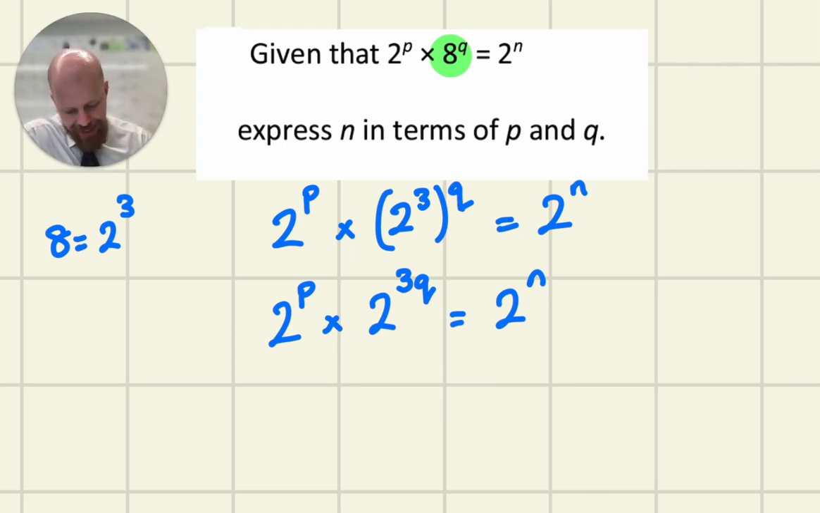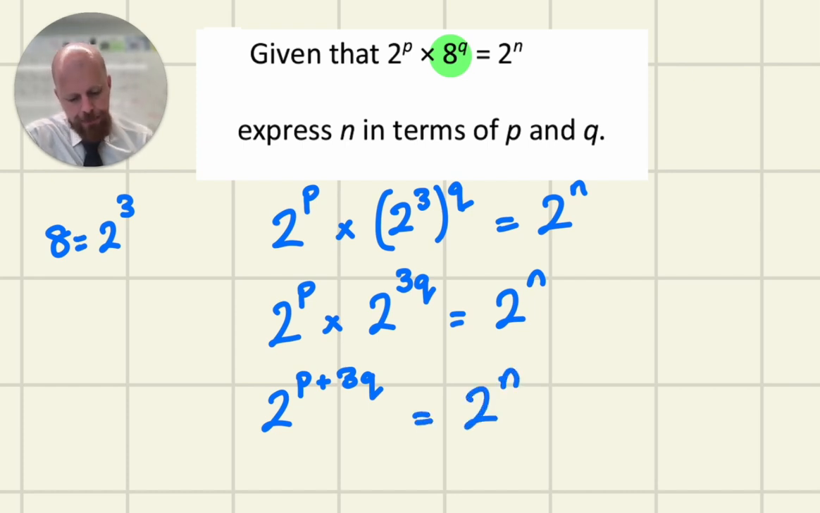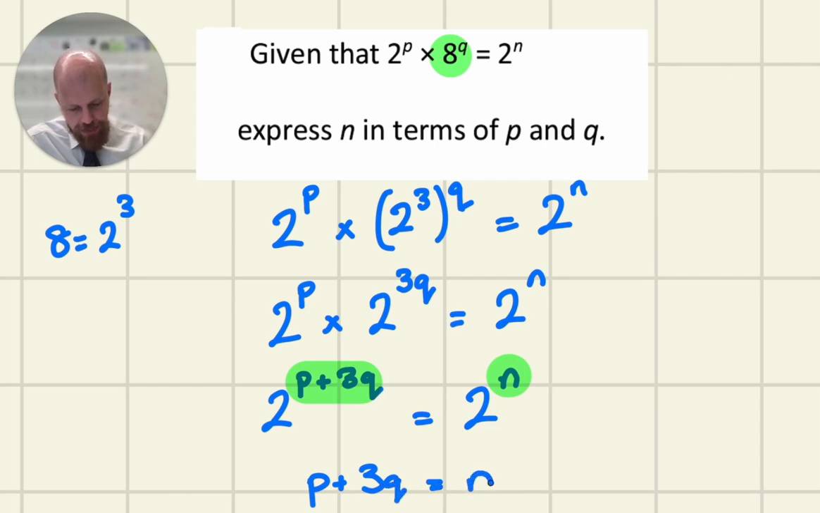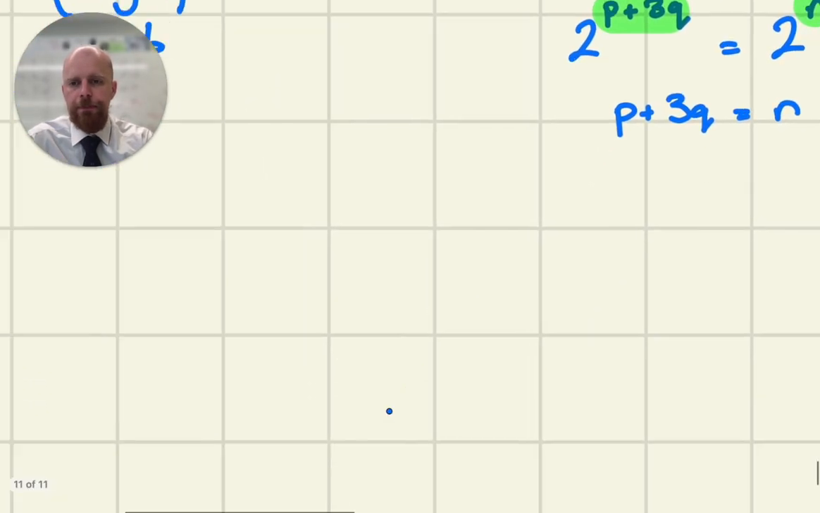So now I can add the powers on the left-hand side together. 2 to the power of 3q plus p is 2 to the power n. And if you think logically, I'm now raising 2 to the power of something and getting 2 to the power of something. Therefore, these somethings, these powers, must be the same. p plus 3q equals n. And that's what we're looking for. We wanted to express n in terms of p and q, which we've been able to do.